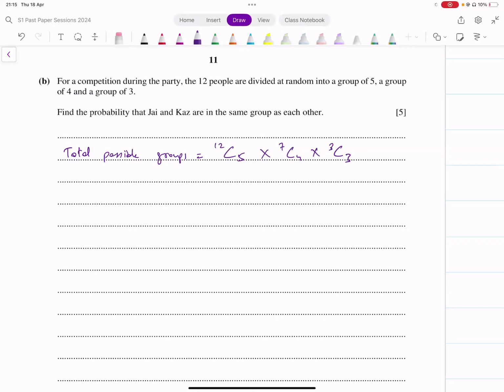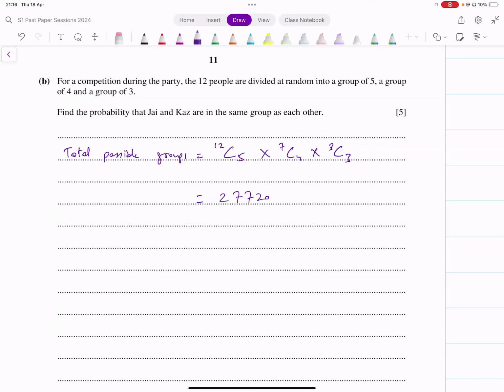Make sense? You could do it the other way around as well. You could say 12C3, as in you could choose a group of 3 first, and then a group of 5, and then a group of 4. Any order, it doesn't matter. It's going to give the same result either way. Whichever group you choose first, it does not matter. What do we get from this? 12C5 into 7C4 into 3C3. What's this number? 27720. These are the total possible groups that we have.